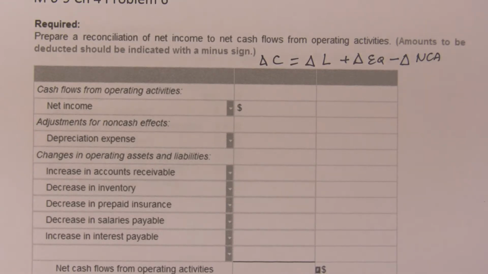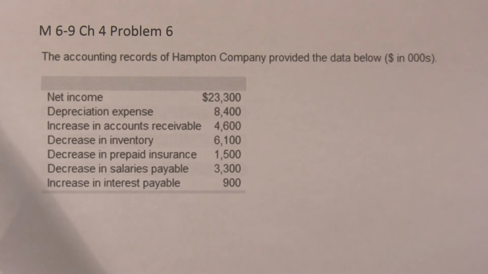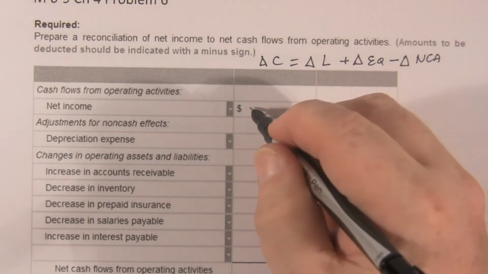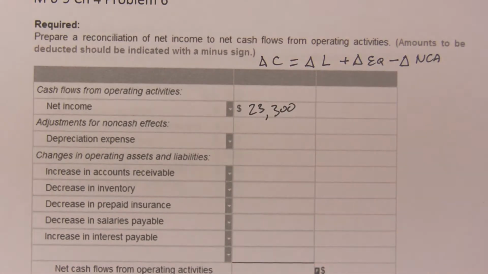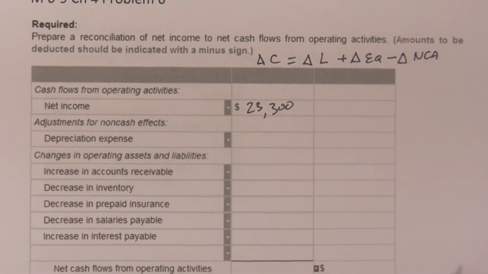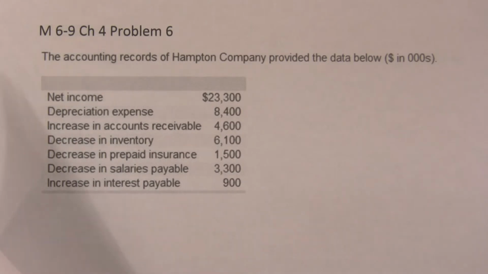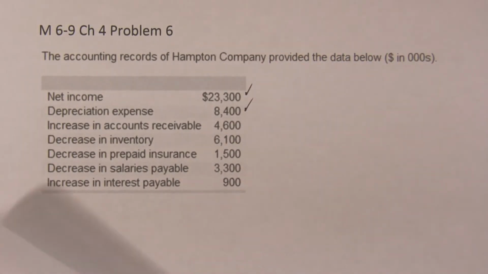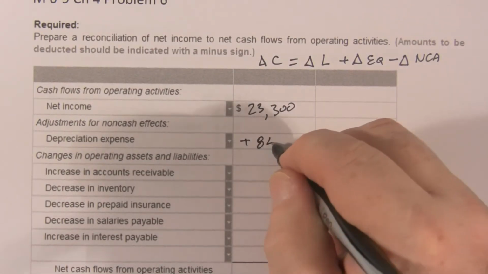So we'll start with the net income of $23,300. I believe it's all in millions, but close enough. And the first thing we're going to do, the easy apples, add back depreciation, amortization, or depletion. In this problem, we only have depreciation at $8,400. Let's add it back. So we add back the $8,400.